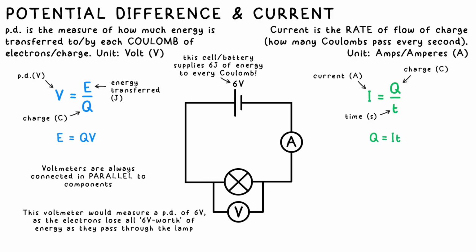Blame the French for that, as they called current "intensité du courant". It does mean, though, that we don't get confused between current and coulombs, so we stick with it. You're going to see the rearranged version of this equation on your formula sheet: Q equals IT. That's I times T.